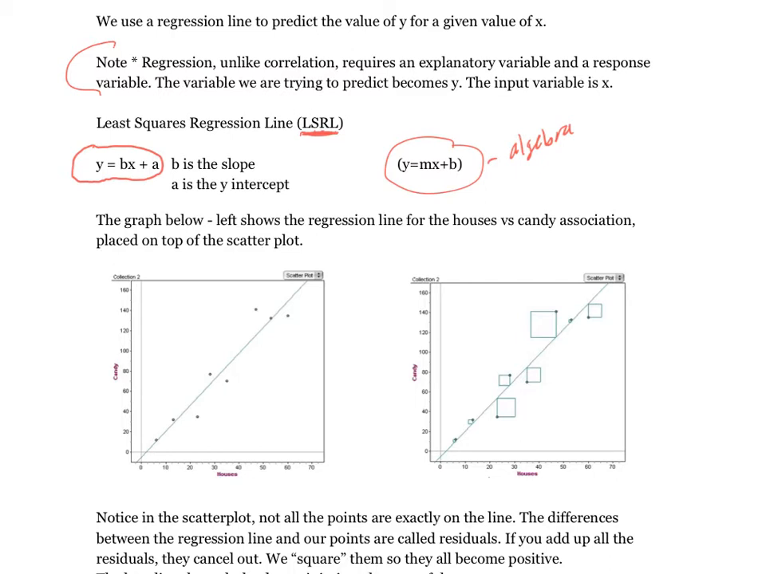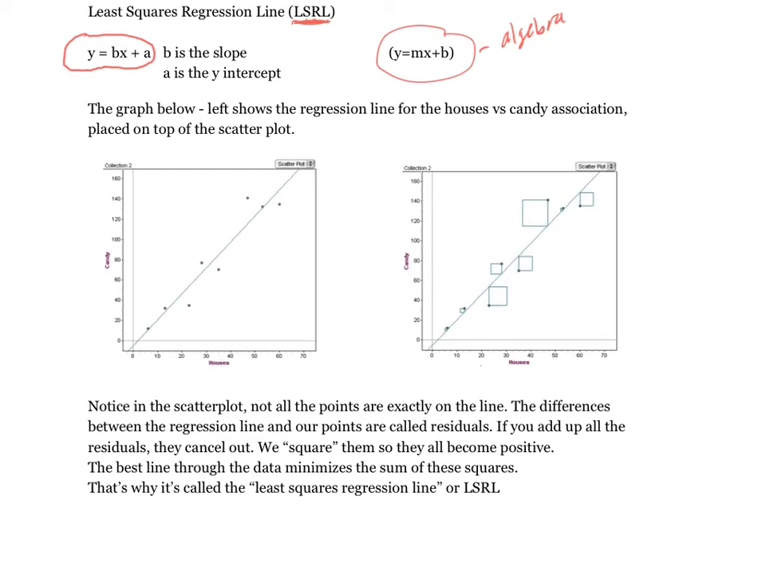So the graph below, left, shows the regression line for the houses versus candy association. Okay, and I drew the line on top of the scatter plot. So notice the line passes through really close to a couple points. But in general, that line is going to average out all of the data points, okay? And this line right here is the least squares regression line.